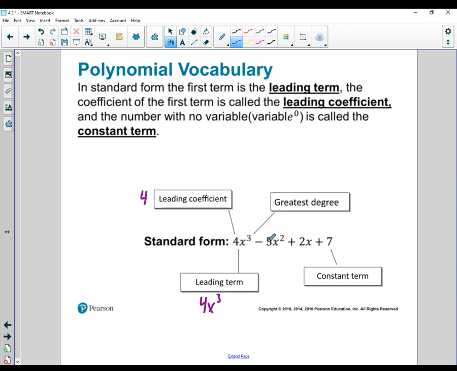The greatest degree, if you put it in standard form, should be the one in front. This has degree 3 because it's to the third. And then your constant is the thing that doesn't have any variables to it. It's just a number, which in this case is 7. I'll leave that up there for a second.